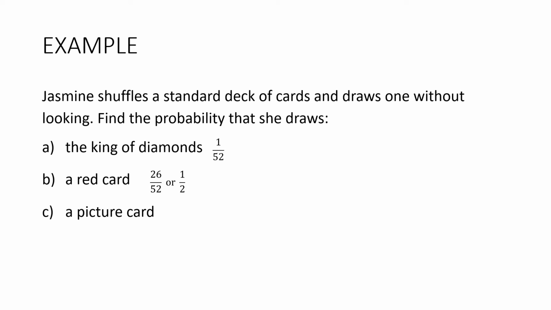Find the probability she draws a picture card. Remember, that's jack, queen, king of all of the 4 suits. So 3 4s is 12. So we can write 12 on 52, or we can write 3 on 13. And then finally, a heart. So remember, that's a quarter of the deck. We can write 13 on 52, or a quarter.